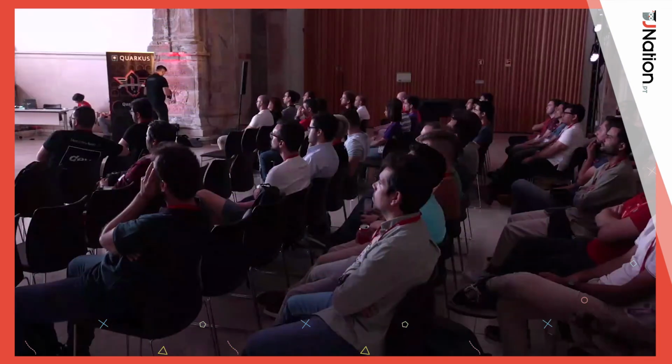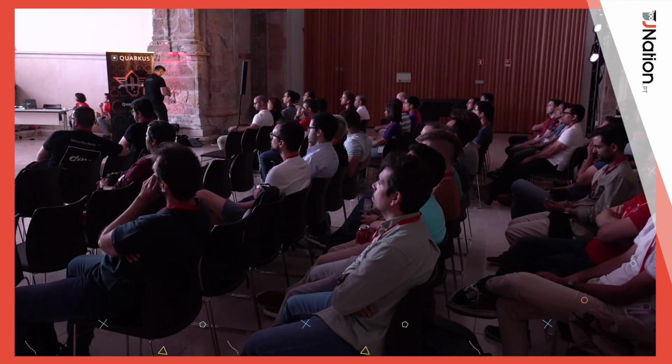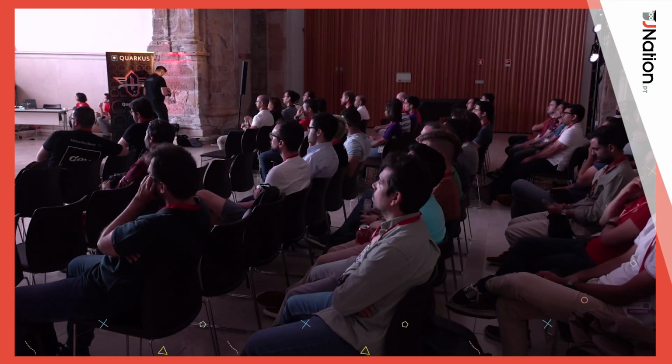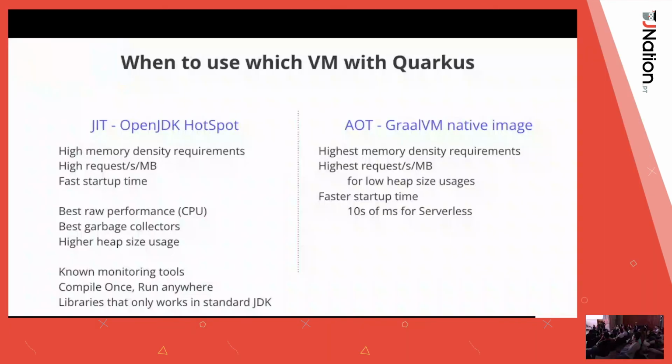That's also where you get the best CPU performance, because the JIT can actually optimize your application better than native compilation. You also have the best garbage collector, but the downside is that you have the highest heap usage. On the other hand, if you run natively, then you get faster startup time, but you have a slightly worse GC and a slightly worse performance.